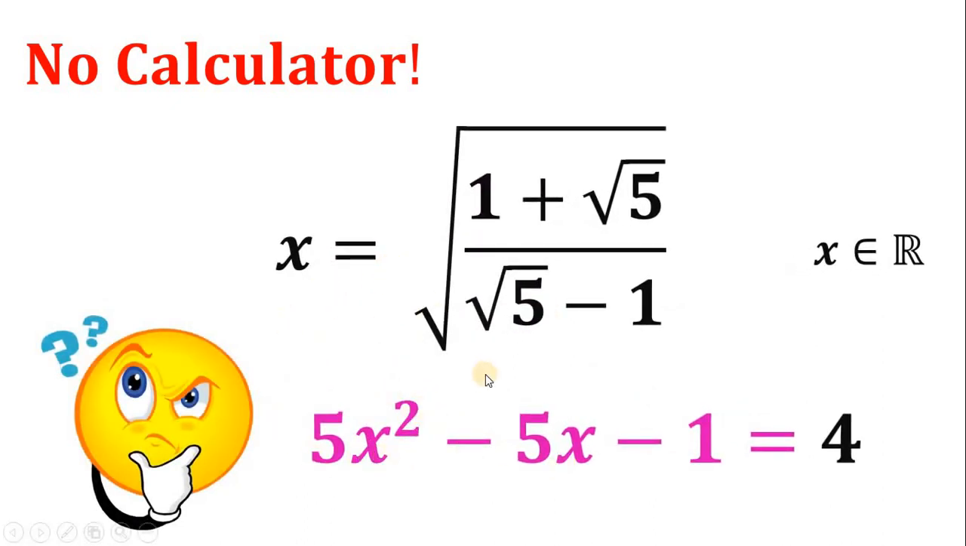Therefore, our answer to this question, what is the value of 5x squared minus 5x minus 1, given that x equals the square root of 1 plus square root of 5 over square root of 5 minus 1? And our answer is 4. And as always, we are done.